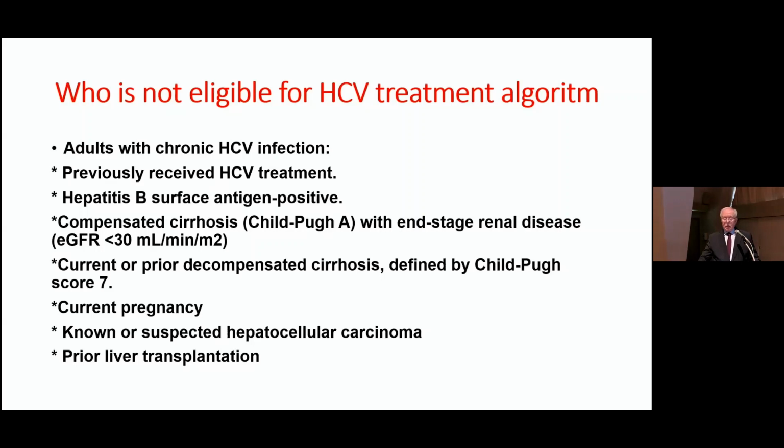Who is not eligible for the simplified algorithm? Adults with chronic HCV infection who previously received HCV treatment, hepatitis B surface antigen positive, compensated cirrhosis with end-stage renal disease, current or prior decompensated cirrhosis defined by Child-Pugh score 7, current pregnancy, known or suspected hepatocellular carcinoma, and prior liver transplantation.